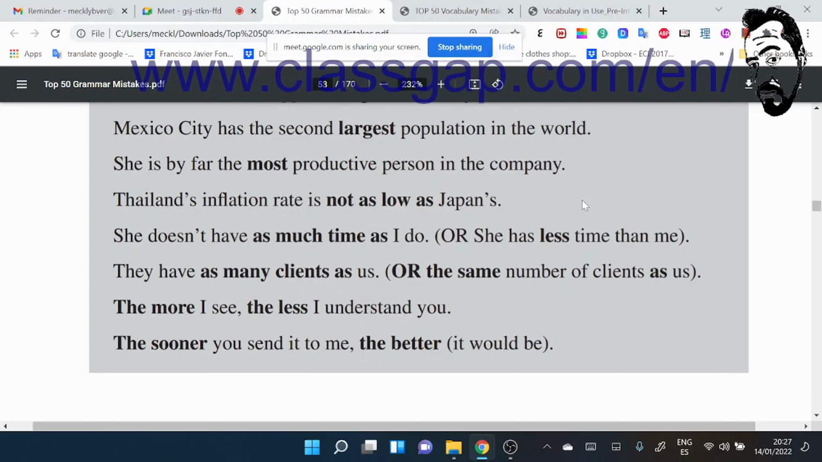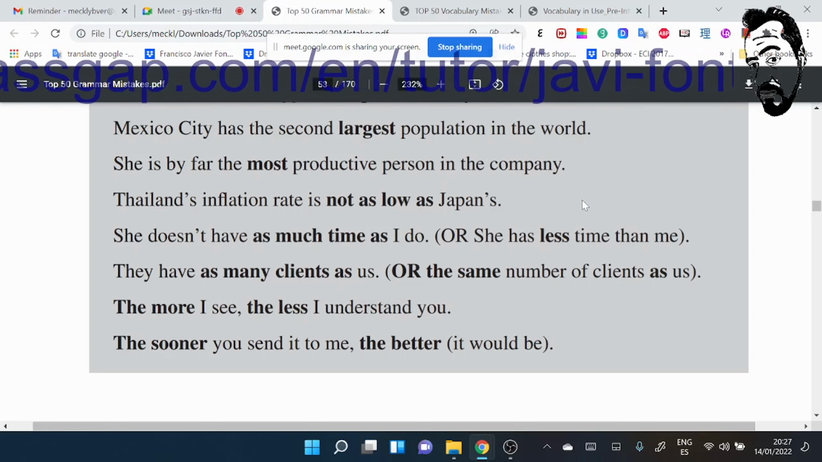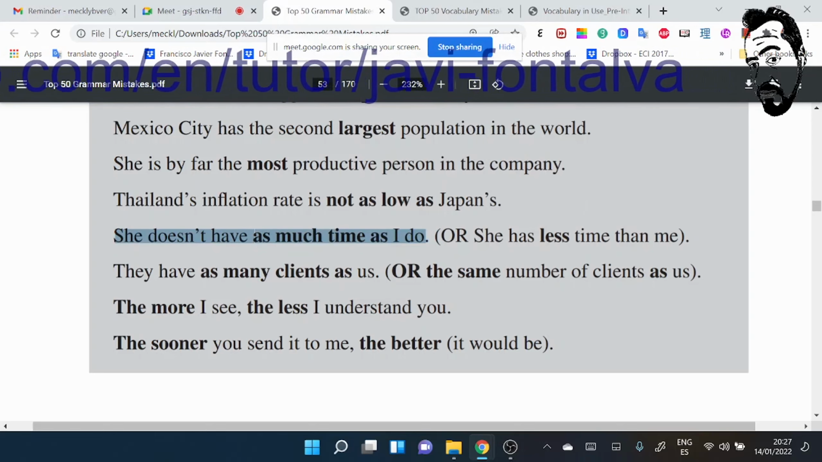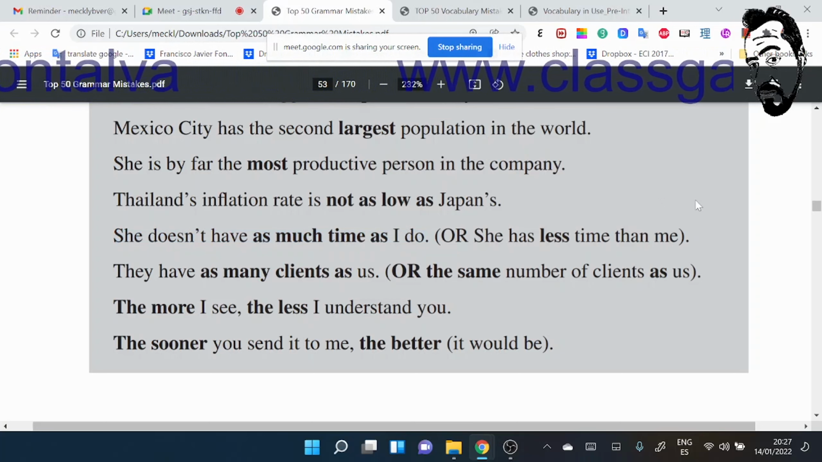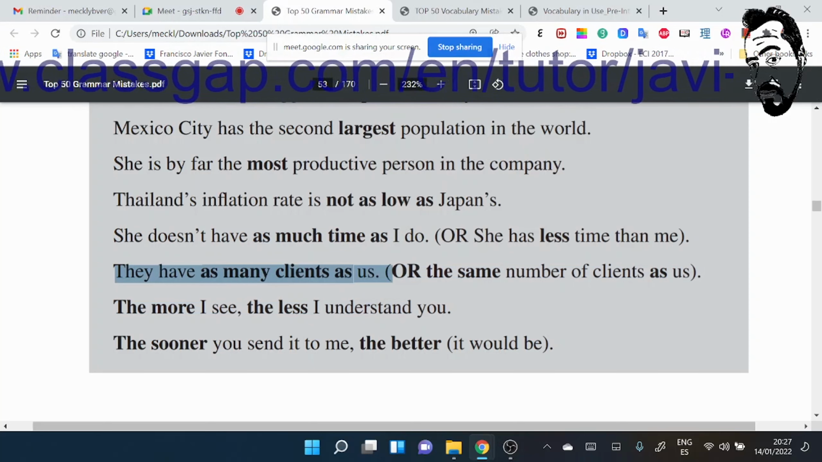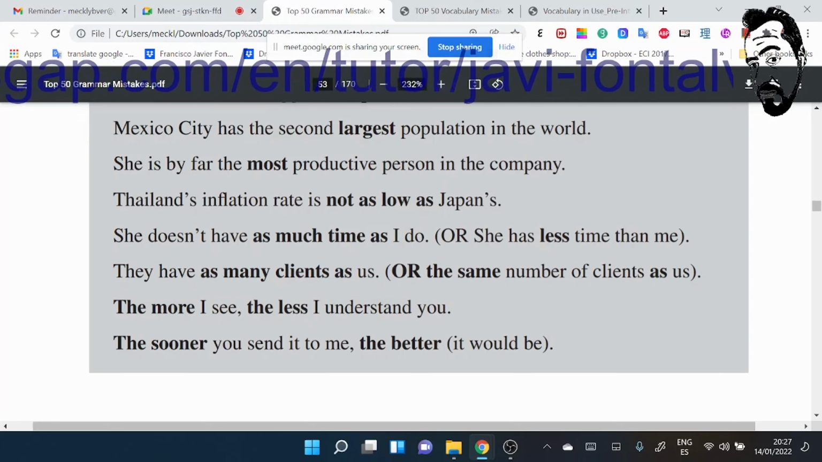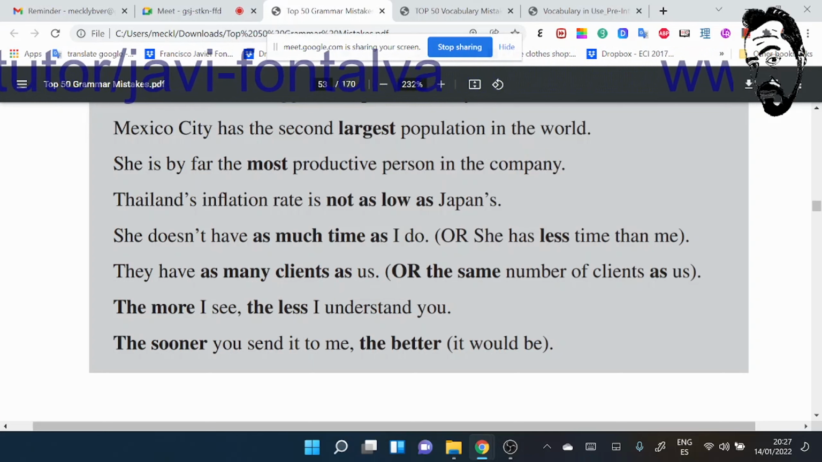Thailand's inflation rate is not as low as Japan's. Okay, next one. She doesn't have as much time as I do, or she has less time than me. Exactly. Next one. They have as many clients as us, or the same number of clients as us.